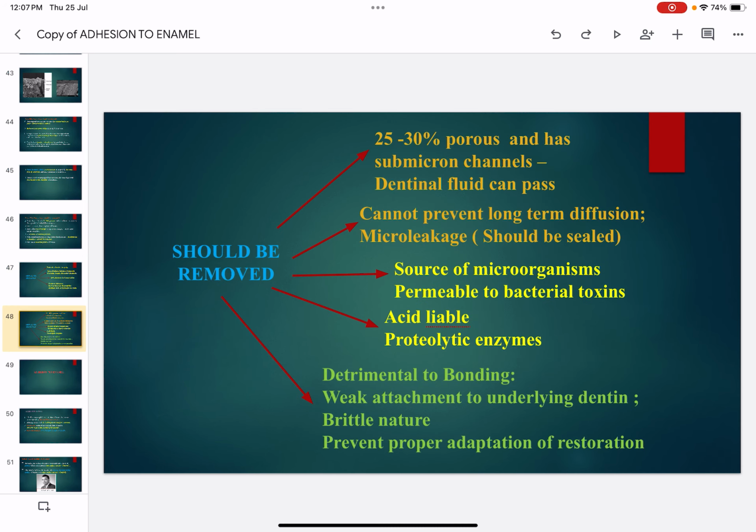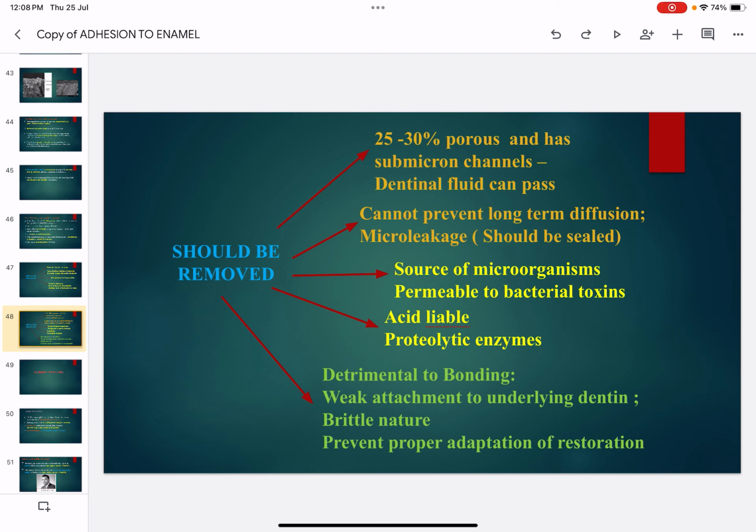Now let us summarize again the points which the authors believe that smear layer should be removed. Studies have shown that smear layer is basically porous in nature and therefore the dentinal fluids can easily pass through them, and hence the idea that a long-term diffusion can be completely stopped does not work. It can lead to micro leakage and therefore it should be sealed.